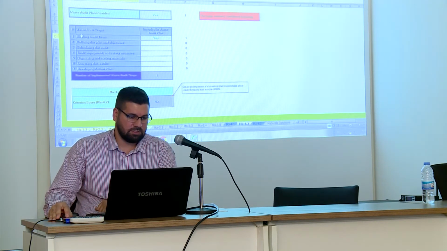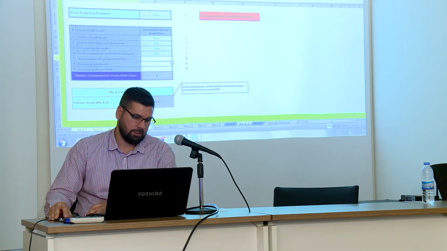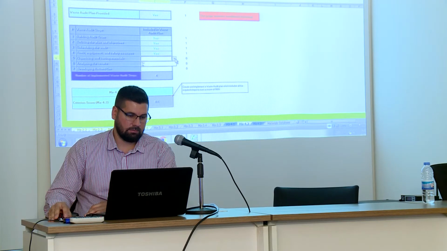The first is building the audit team. Second one is defining the plan and objectives. Third one is scheduling the audit, putting a timeline for the audit to be performed. Fourth one is the tools and equipment to be used during the waste audit. After that, this is the biggest part, which is organizing and sorting material.